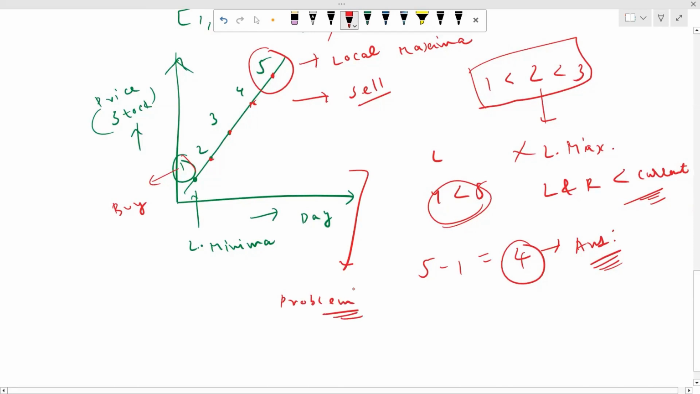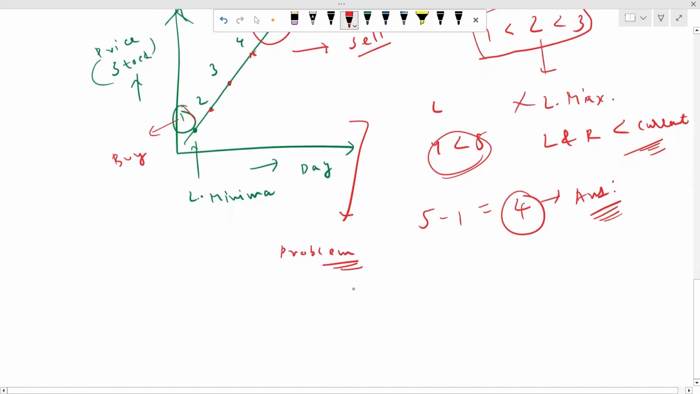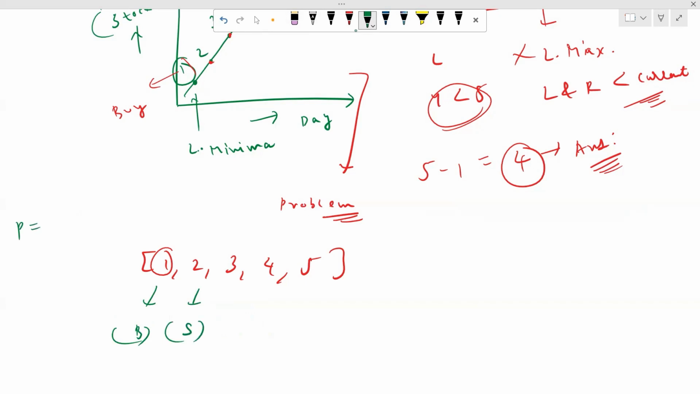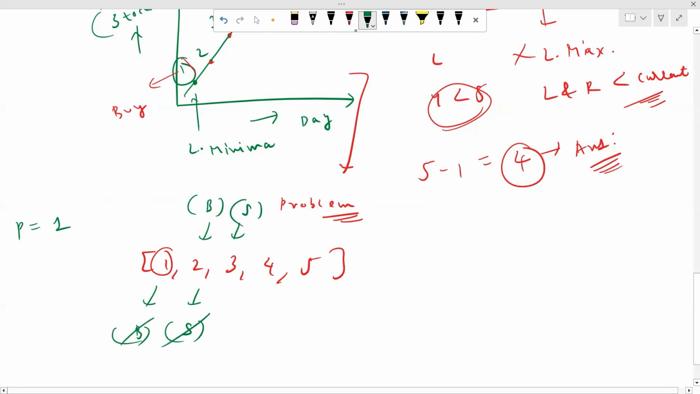For this problem, let's say we have this array, right? 1, 2, 3, 4, 5. Let's say we just buy the stock on the first day and directly sell it on the second day, right? So our profit will be equal to 2 minus 1, which is 1. Now again our pointer will move to 2. Now again we'll just buy the stock on the second day and then sell it on the third day, right? So again our profit will be equal to 1.